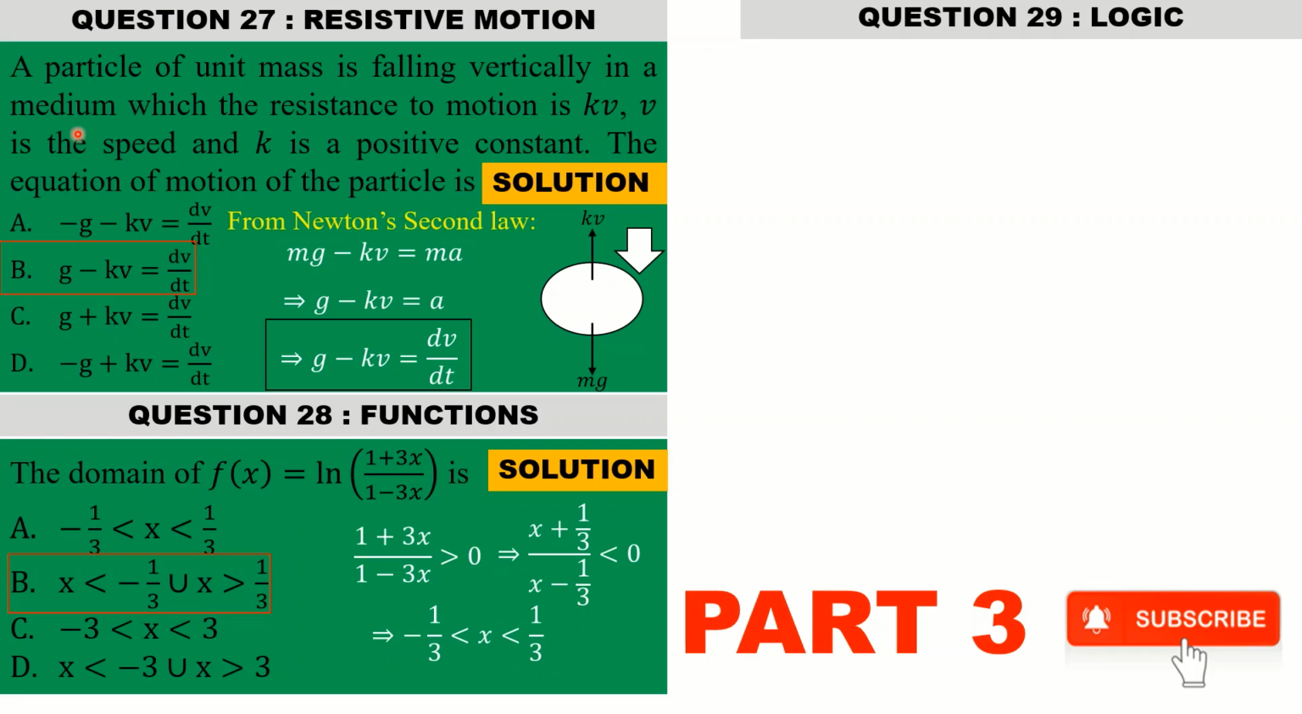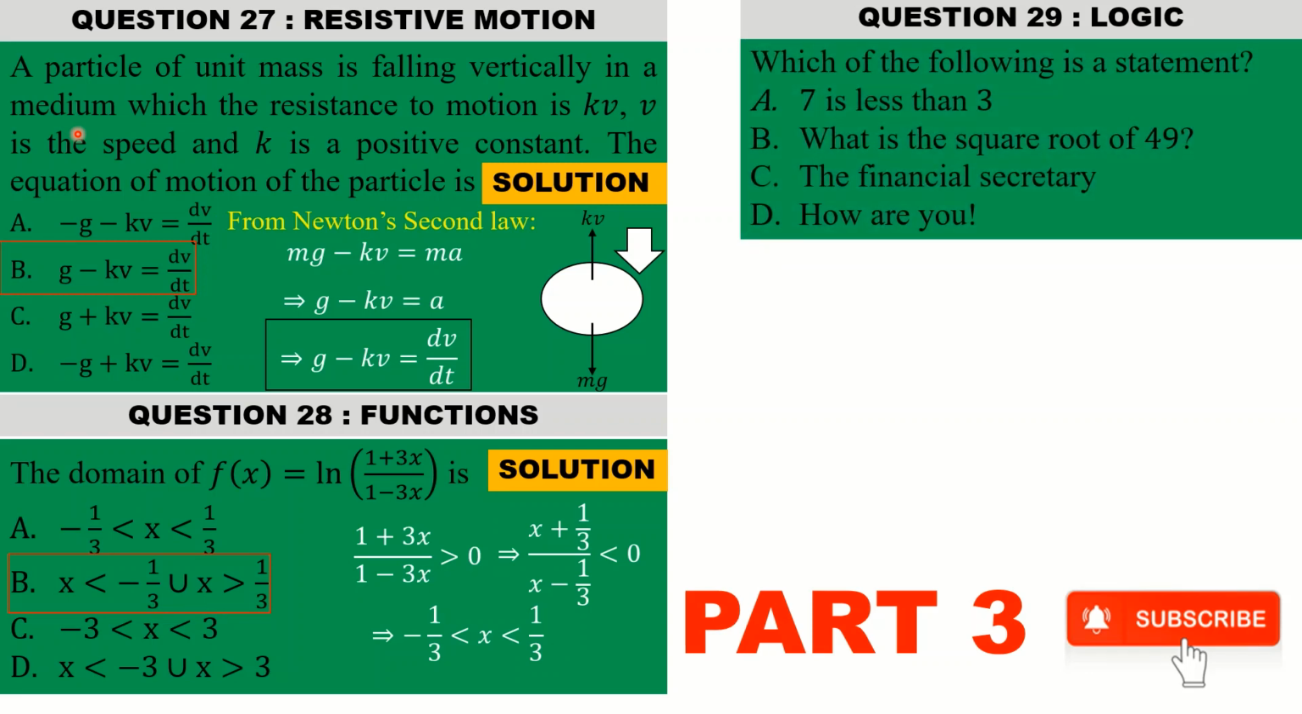Alright, question 29 came from the topic logic, and it reads, which of the following is a statement? Option A, option B, option C, and option D. Now simply, a statement is a sentence that is true or false. So you just go to your options and you identify which statement is true or false. If there's any statement there that is true or false, then it is a statement.